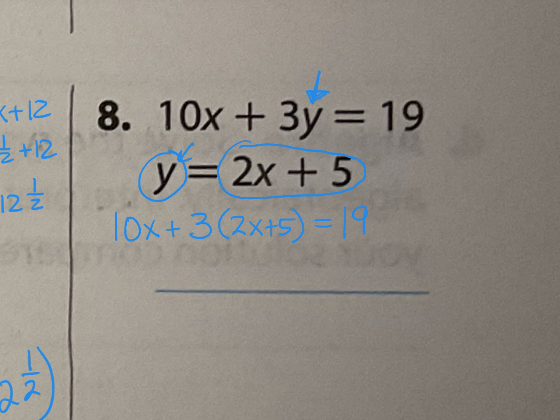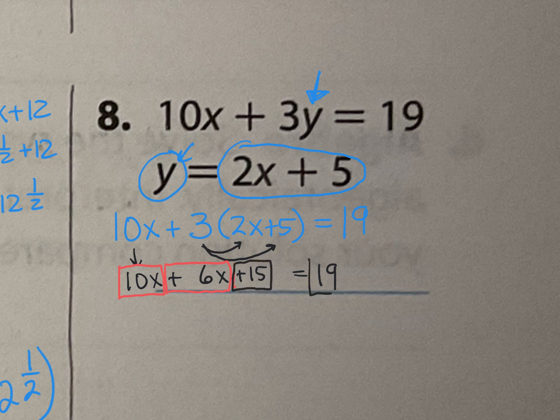Okay, so first thing I gotta do is get rid of the parentheses. 3 times 2x is 6x. And 3 times 5 is positive 15. I'm just gonna bring this down. 10x plus 6x plus 15 equals 19. Okay, I've got an x term plus 6x. We got a number term and we've got a number term.